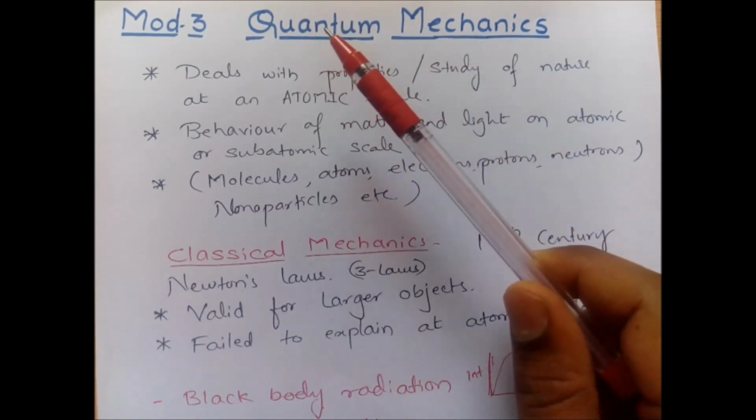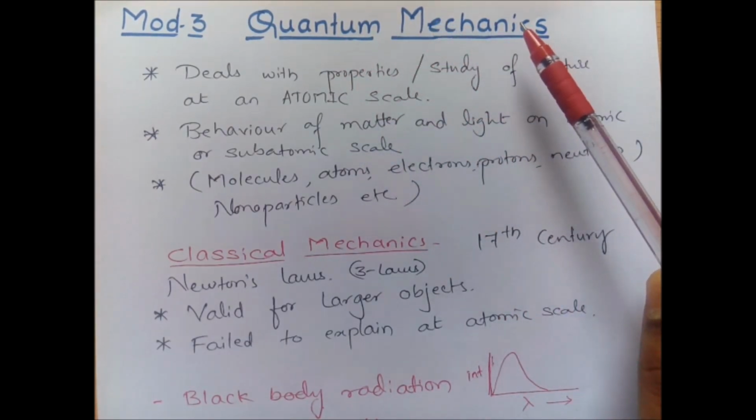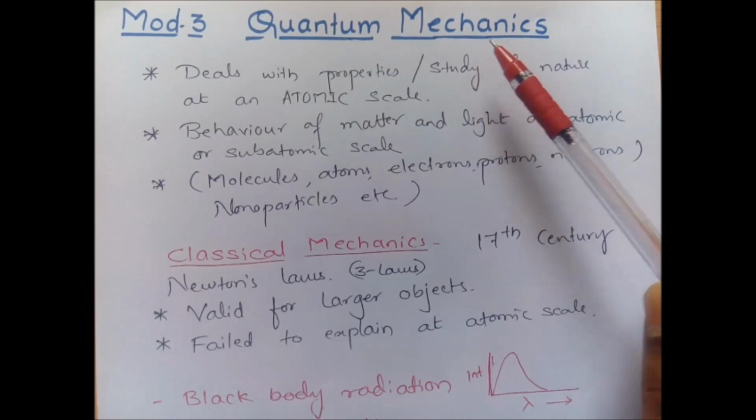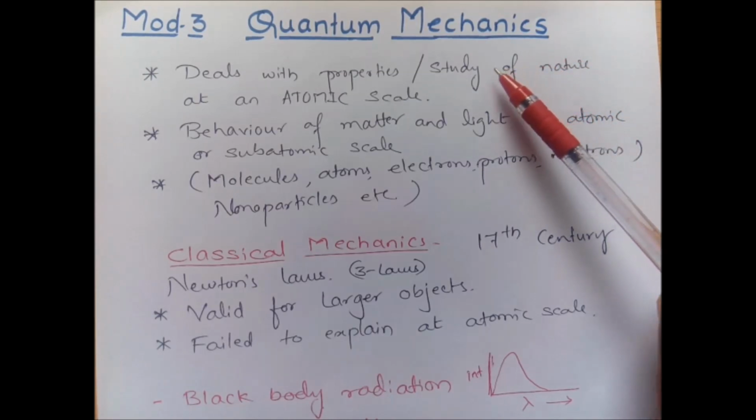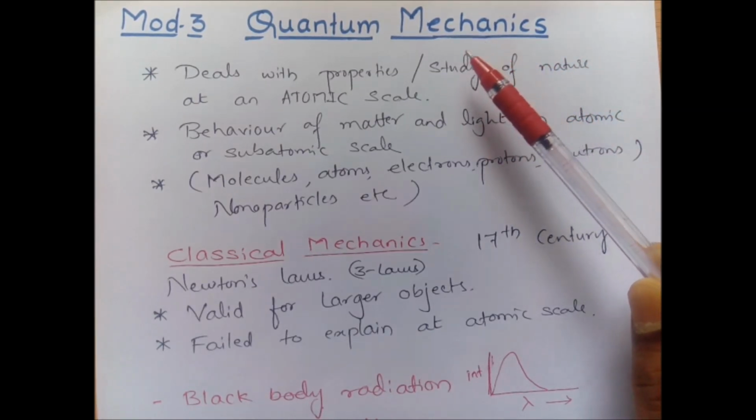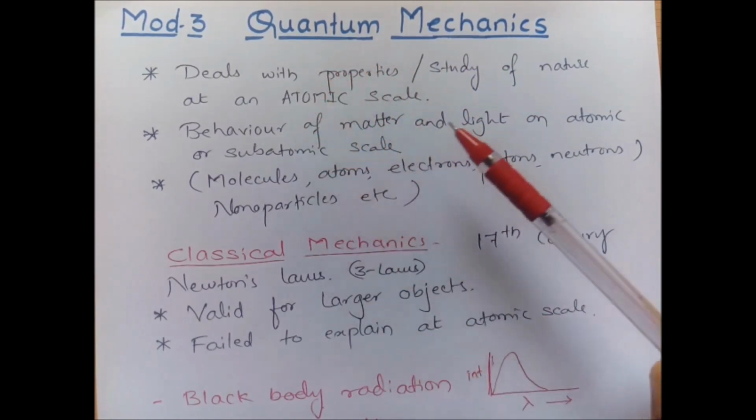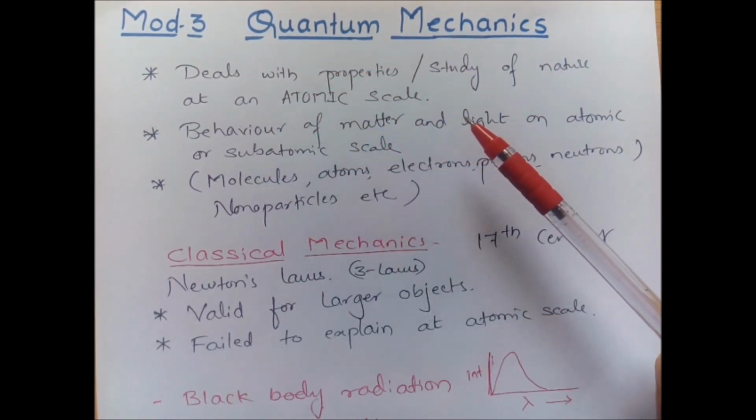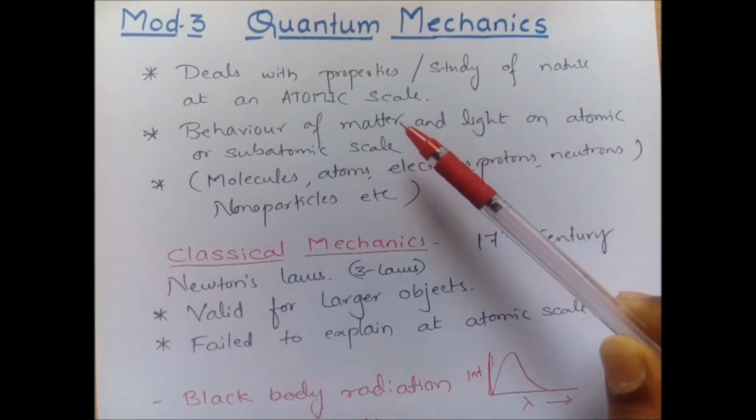So here we have two terms. One is quantum and the other is mechanics. We know very well what mechanics is. The study of objects in motion is called mechanics, or we can call it dynamics. Now what is quantum that we are going to learn, or the quanta? We have already seen that a packet of energy is a quanta. Such things we are going to learn in this chapter.